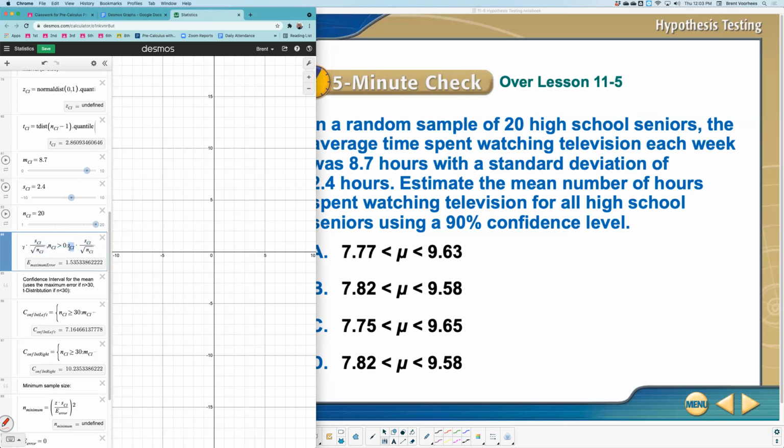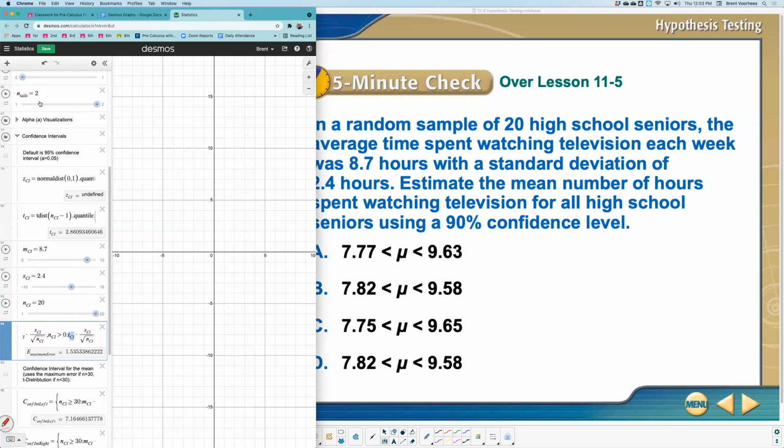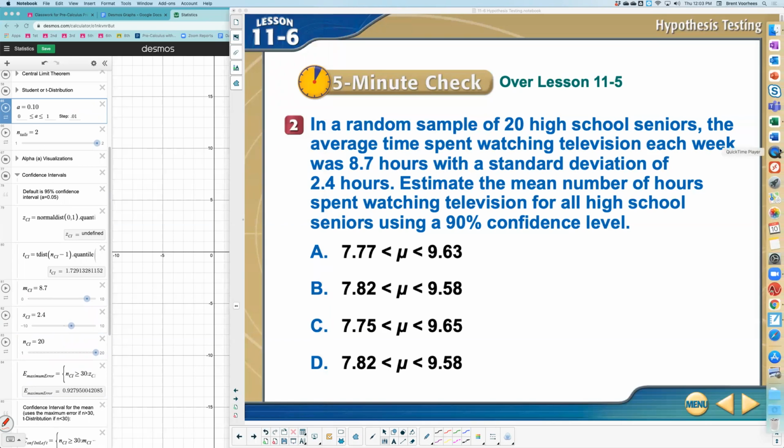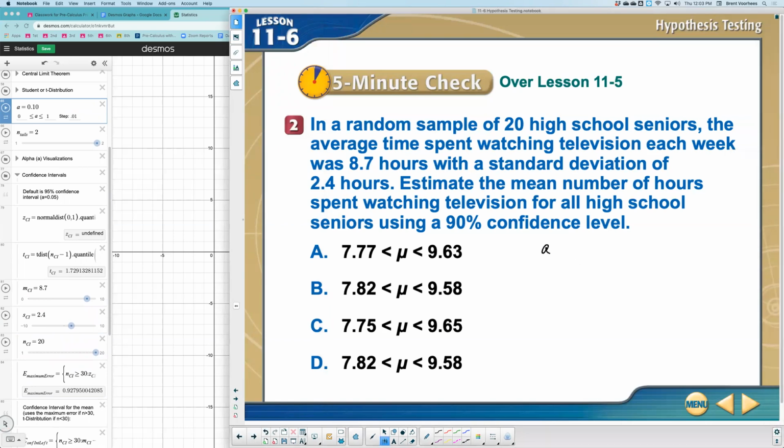The 99, oh wait, I'm at 99 percentile. We need to go to 90. Let me change this. So I go to alpha, and I'm going to say the 90 percent confidence level gives an alpha of 0.10 or 0.1. The way we would get that is alpha equals 1 minus 90%, which is 10%, or 0.10. So that's my alpha there.